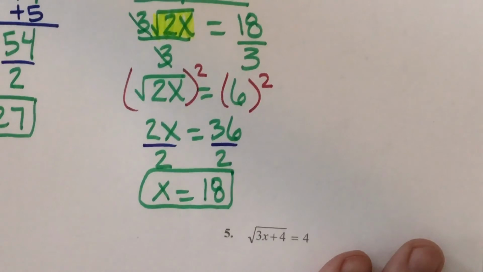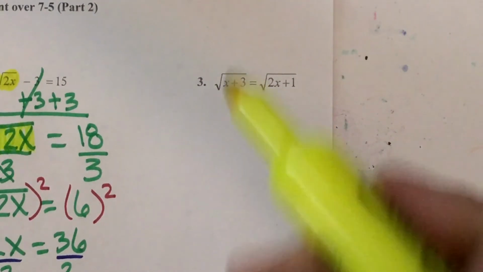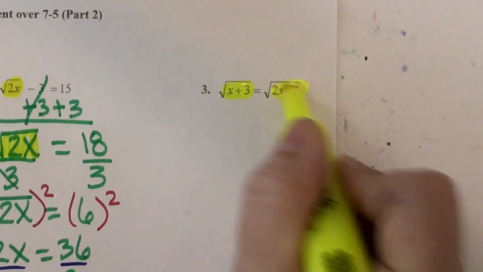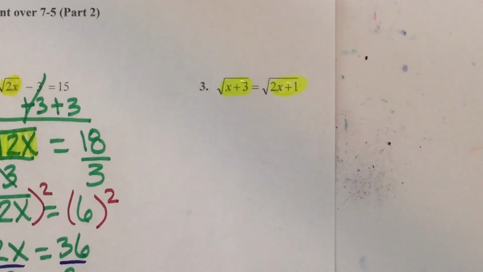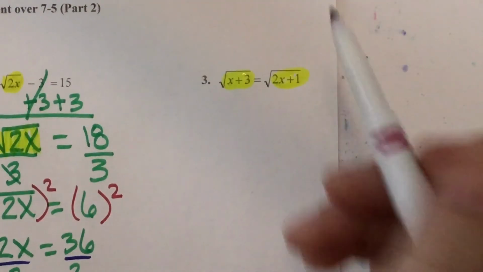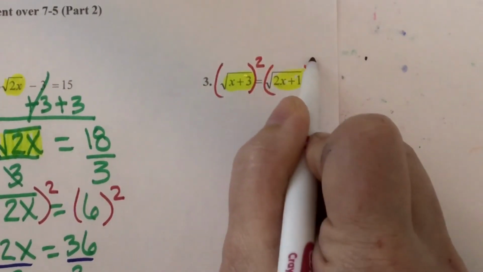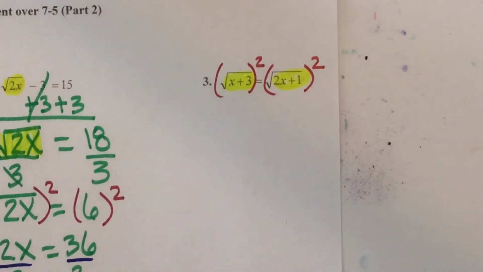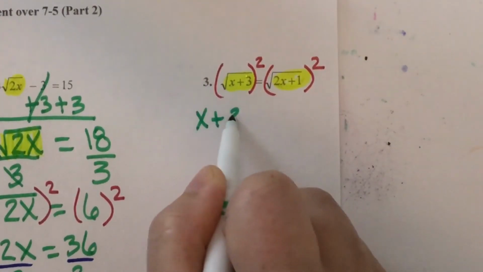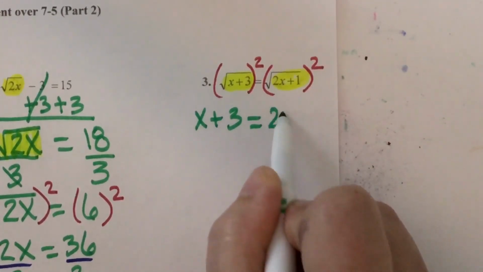Okay, number 3. All right, we've done one that looks like this before. The variable that's under the square root, it's by itself on the left side, it's by itself on the right side. So we're ready right now to square. So to get rid of a square root, we square, and if you square one side, you square the other. On the left side, the squared and square root cancel, leaving x plus 3. And on the right side, the squared and square root cancel, leaving 2x plus 1.